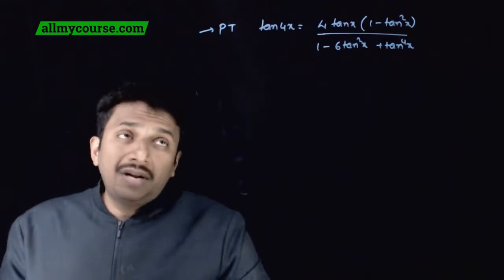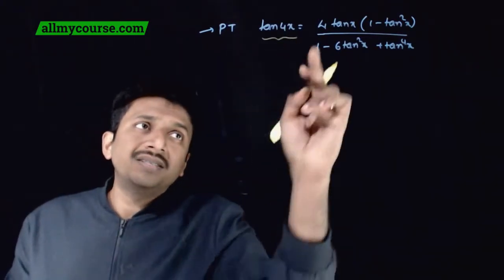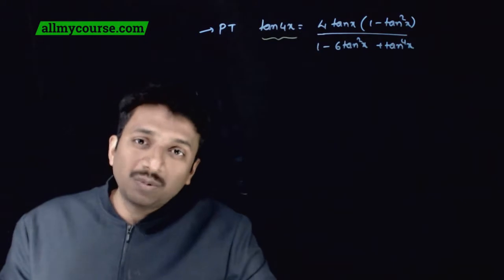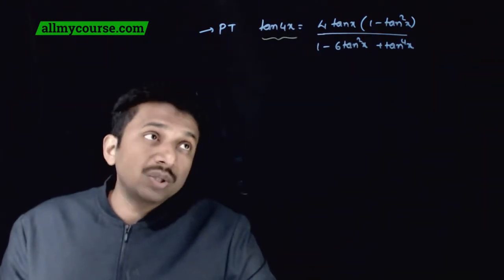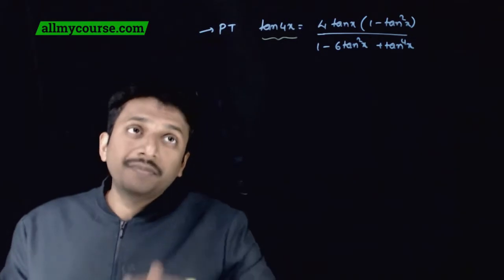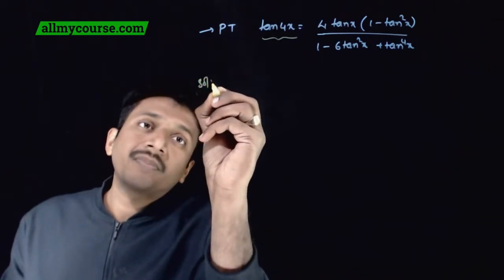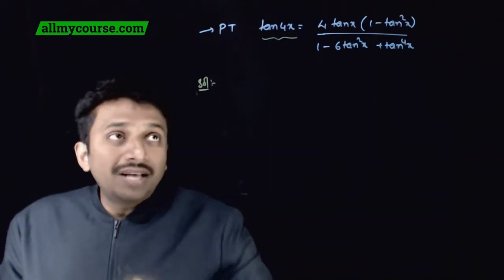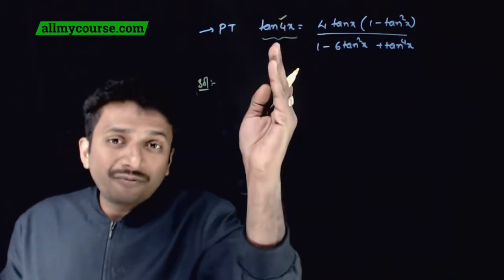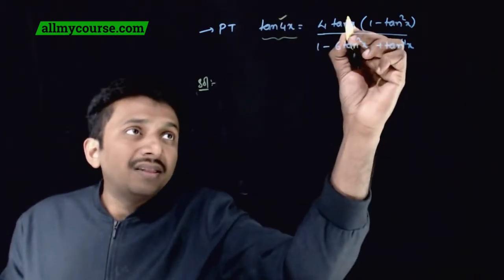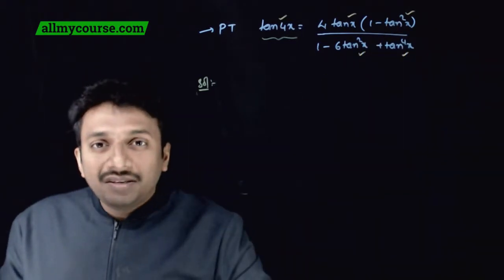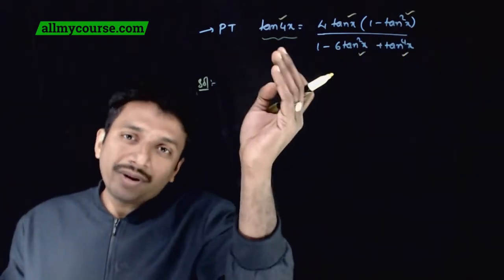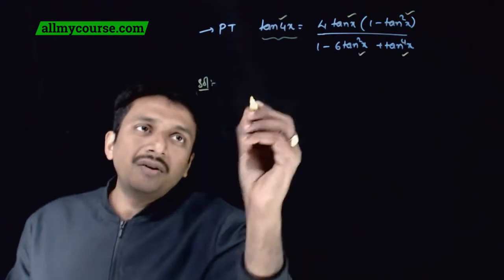So in this question, you're asked to prove that tan 4x is equal to 4 tan x times (1 minus tan square x) divided by (1 minus 6 tan square x plus tan power 4x). As you can see, you have tan 4x on the LHS and the RHS is completely made up of tan x's. So effectively you need to convert this 4x to x. So how do we do this?